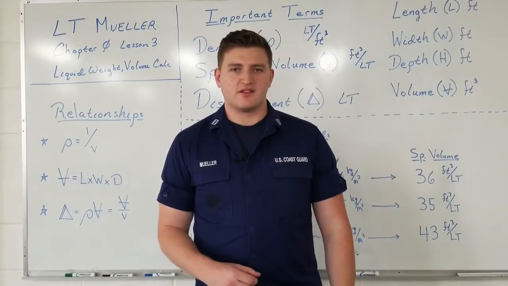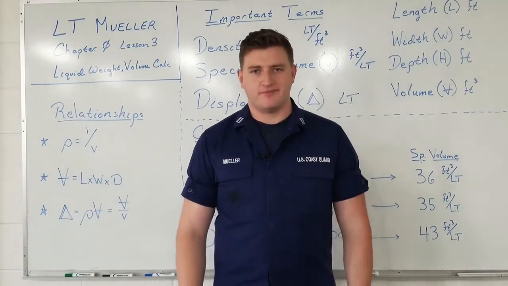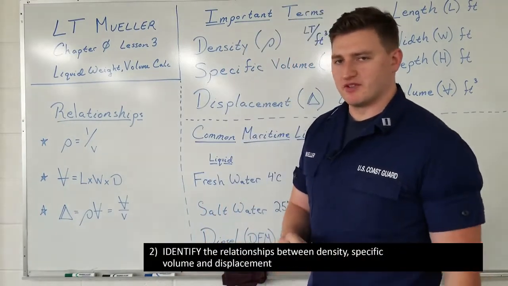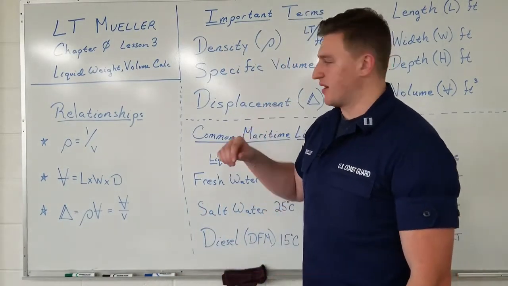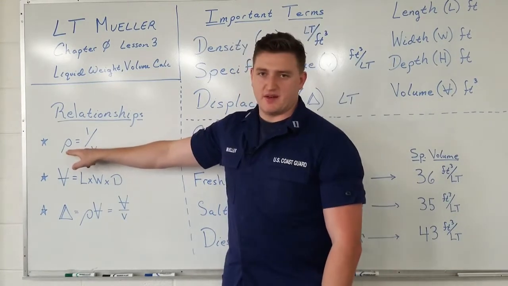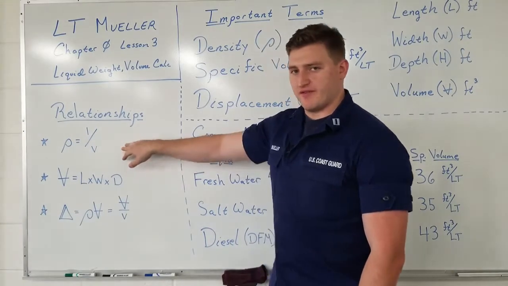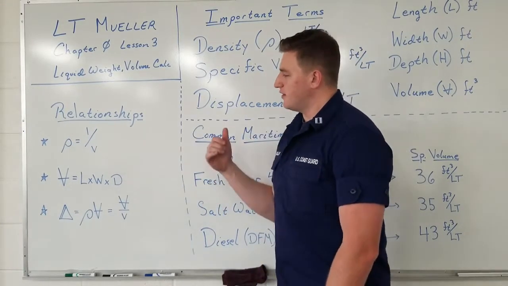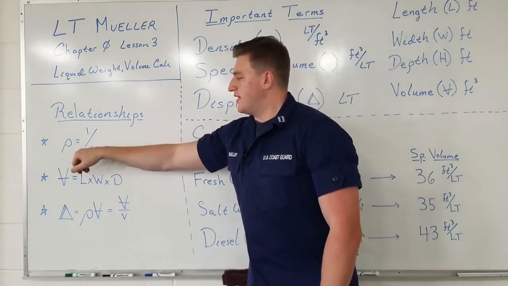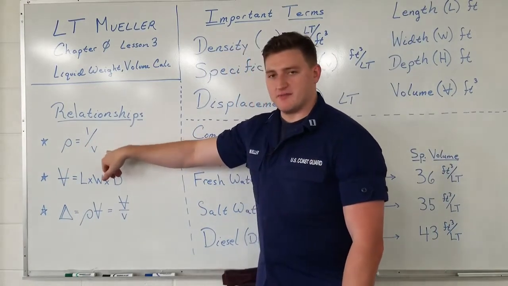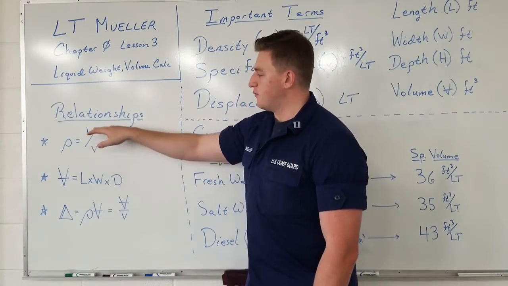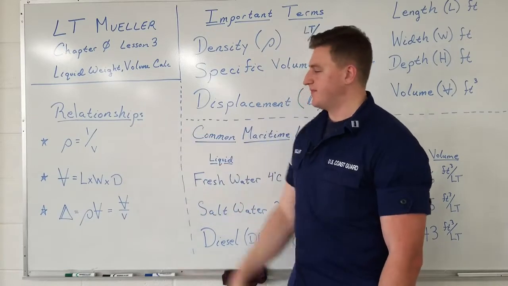All right, now going through that list, you probably realized you're pretty familiar with some, if not all of those terms, especially if you've served on a ship before. So let's go into a couple relationships that make all these terms come together. The first relationship we have is rho, which is density, equals 1 over the specific volume, which is lowercase v. I've already alluded to this before when I was talking about density and specific volume. Rho equals the reciprocal of specific volume. So mass per volume equals 1 over volume per mass.